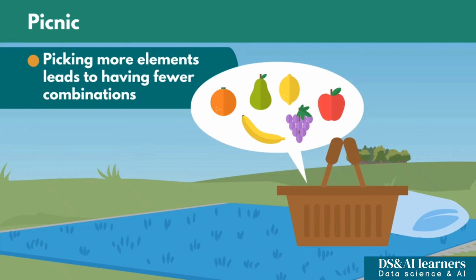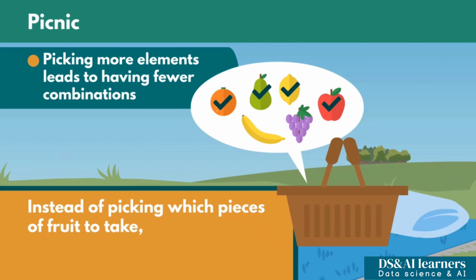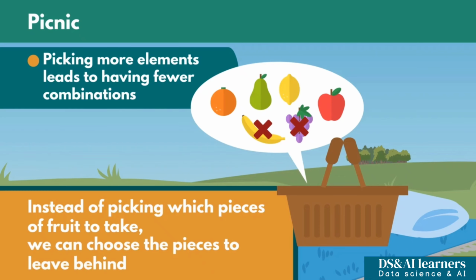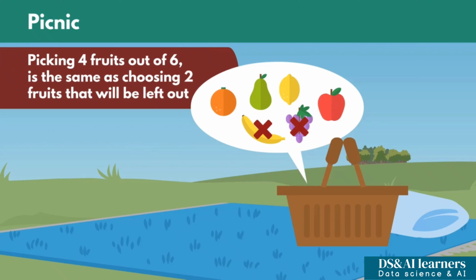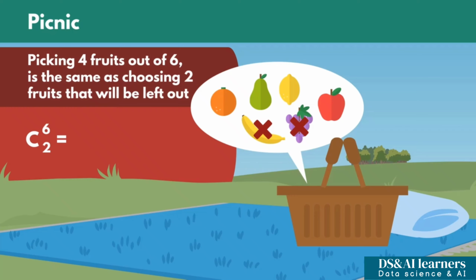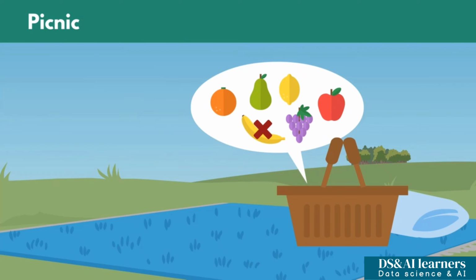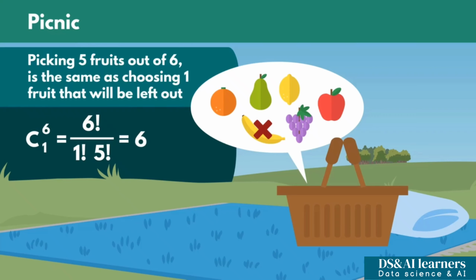This is because we can construct the question in a different way. Instead of picking which pieces of fruit to take, we can choose the pieces to leave behind. Therefore, picking 4 fruits out of 6 is the same as choosing 2 fruits that will be left out. Mathematically, selecting 2 elements out of 6 equals 6 factorial over 2 factorial times 4 factorial, or 15. How about 5 out of 6 fruits? It's the same as choosing which one out of the 6 to leave behind.